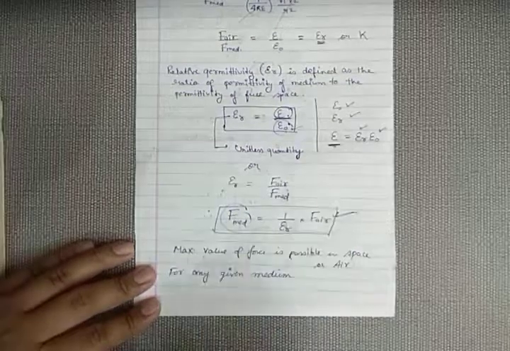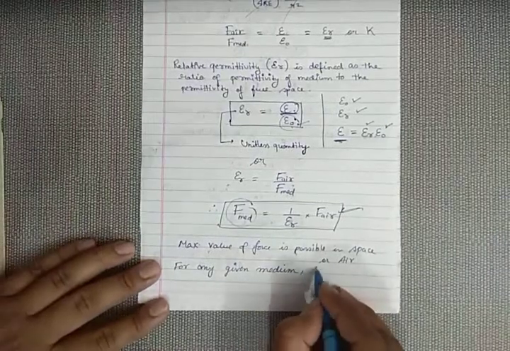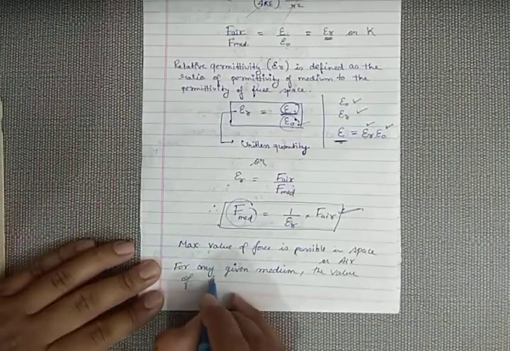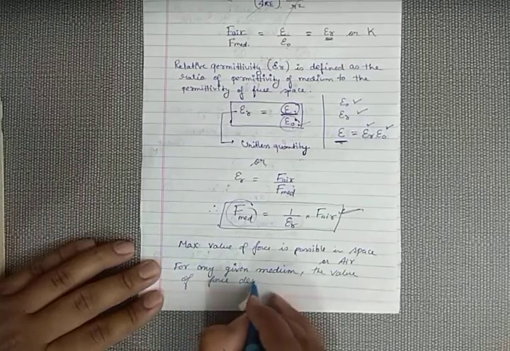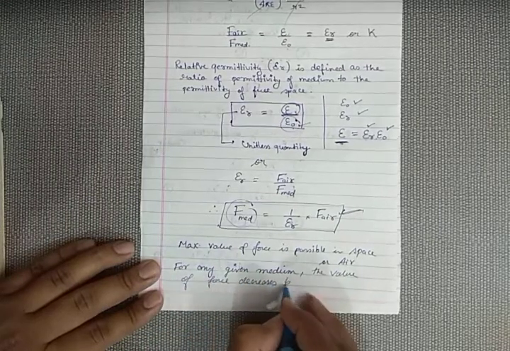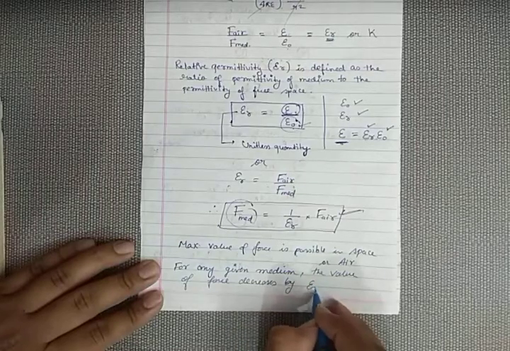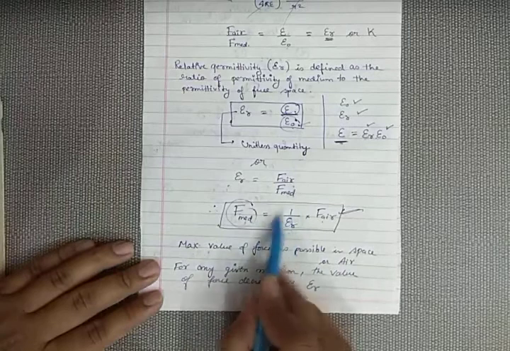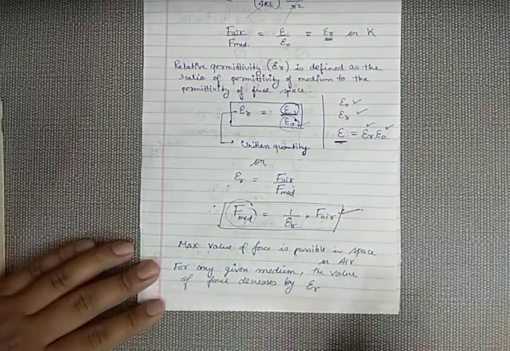For any given medium, the value of force decreases by epsilon r. The maximum value is force in air, and in any medium it will reduce by 1 upon epsilon r. So let me recall once again everything.